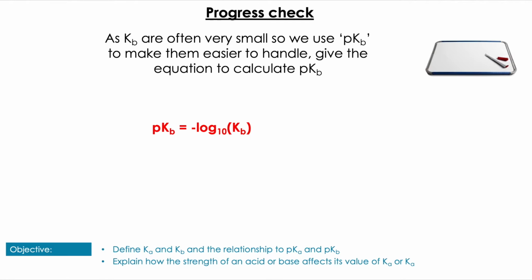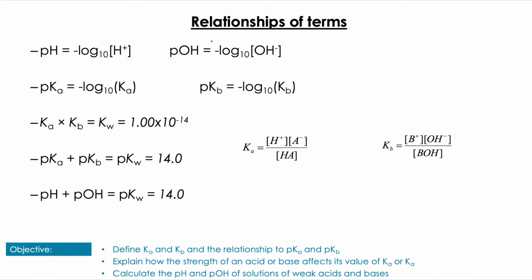Pop them up! And hopefully you got taking the negative log. So this brings us to a point where we have a lot of different terms and a lot of different relationships now. We've already looked at pH and pOH, and now how to calculate Ka and Kb, which leads us to pKa and pKb. Now, these fit into the relationships that we've already established quite neatly.